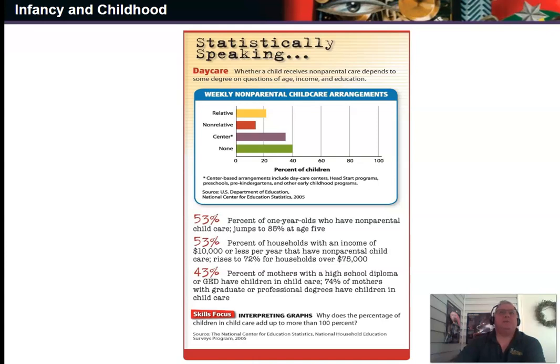Whether a child receives non-parental care depends to some degree on questions of age, income, and education. 53% of 1-year-olds have non-parental child care, which jumps to 85% at age 5. 53% of households with an income of $10,000 or less a year have non-parental child care, which rises to 72% for households over $75,000. 43% of mothers with a high school diploma or a GED have children in child care. 74% of mothers with graduate or professional degrees have children in child care.